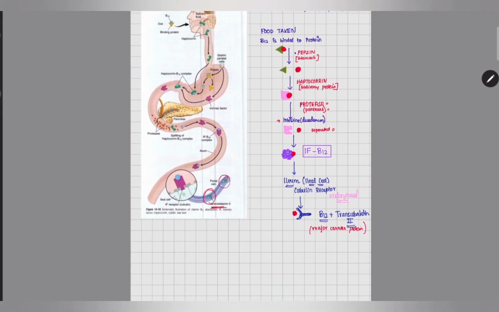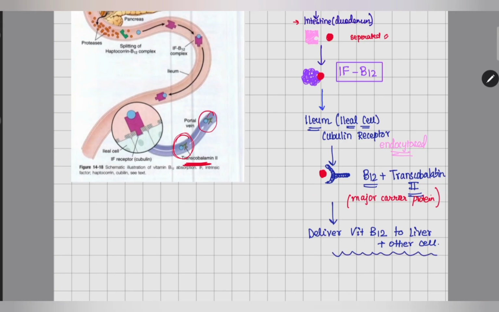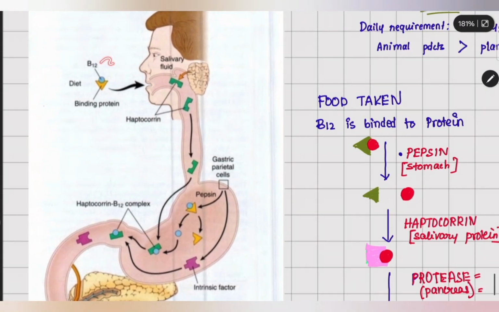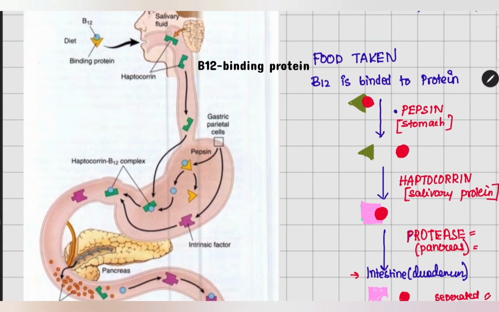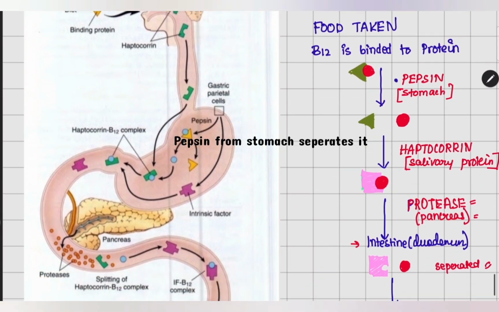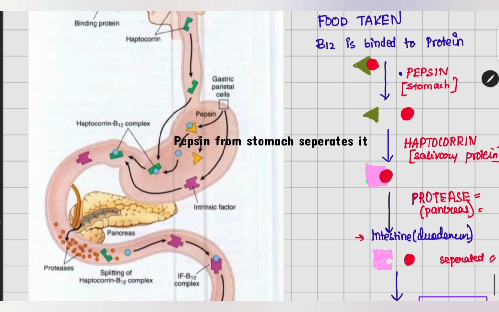This is a major carrier protein and it delivers this vitamin B12 to the liver and other cells like bone marrow, GIT, etc. Now let's look at the diagram properly once again. So when the food is taken, B12 is attached to a binding protein. When it reaches the stomach, pepsin is released and it separates the protein from B12.